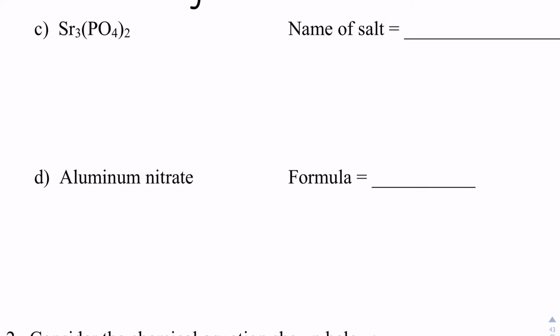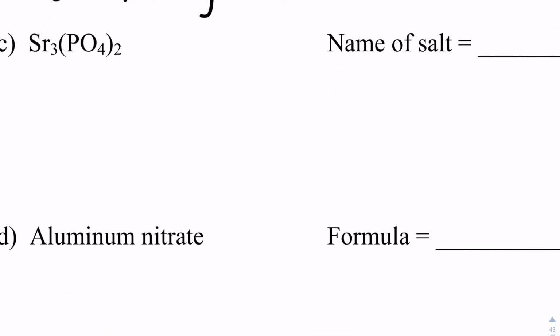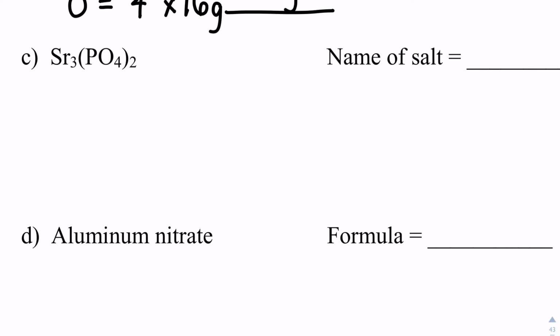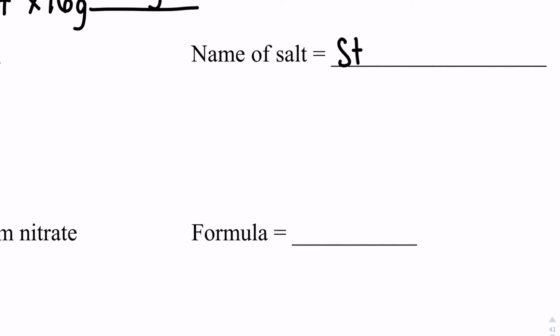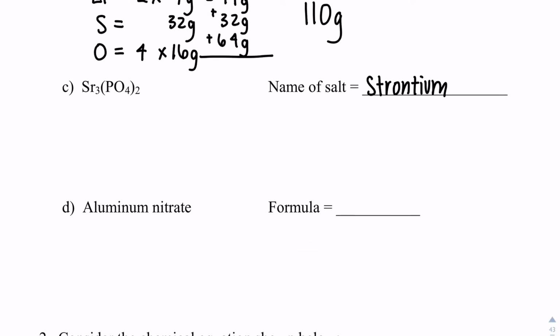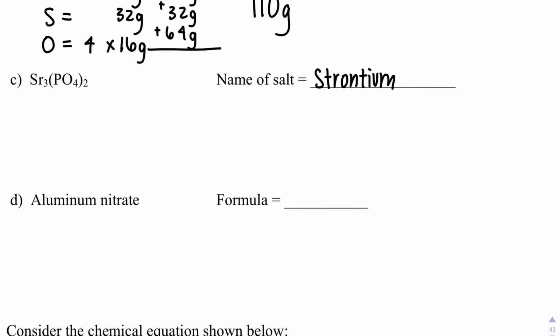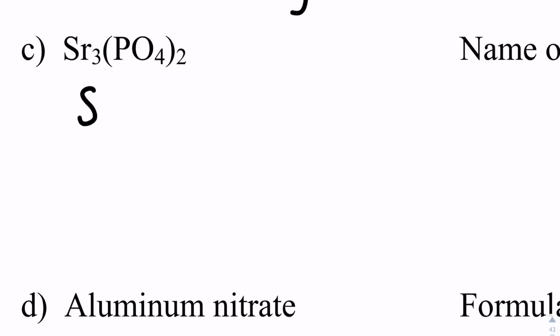Okay, we'll do one more. So first we need to name the salt. Sr is strontium. And PO4 is phosphate. So we'll start with strontium. There are 3 of them. That 3 goes with this strontium. So strontium's weight is 88. So we've got 3 times 88.